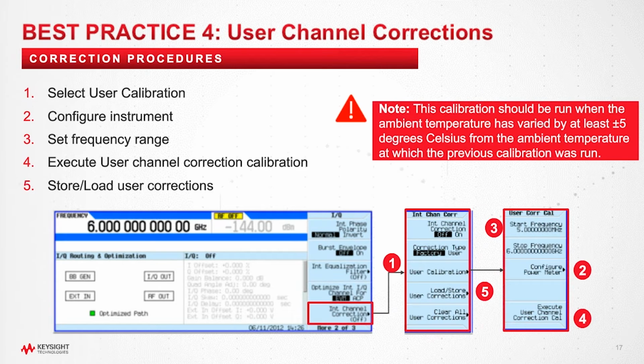The correction procedures are similar to what we discussed about the flatness correction procedures. Select the user calibration, configure the instrument, set the frequency range, then execute the calibration. Please note, this calibration should be run when the ambient temperature has varied by at least plus or minus 5 degrees Celsius from the ambient temperature at which the previous calibration was run.